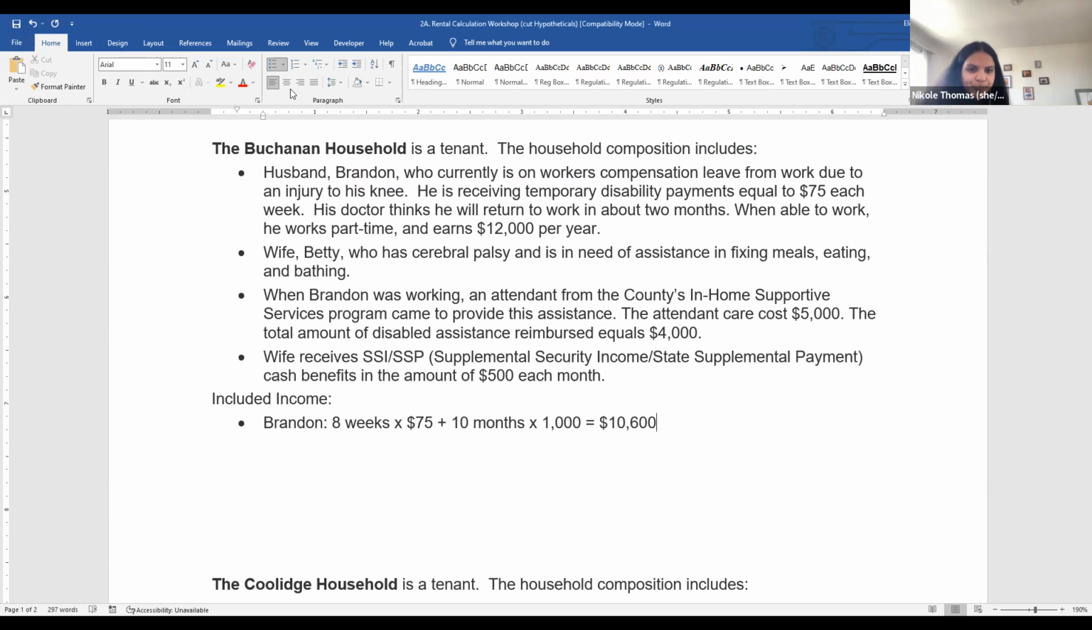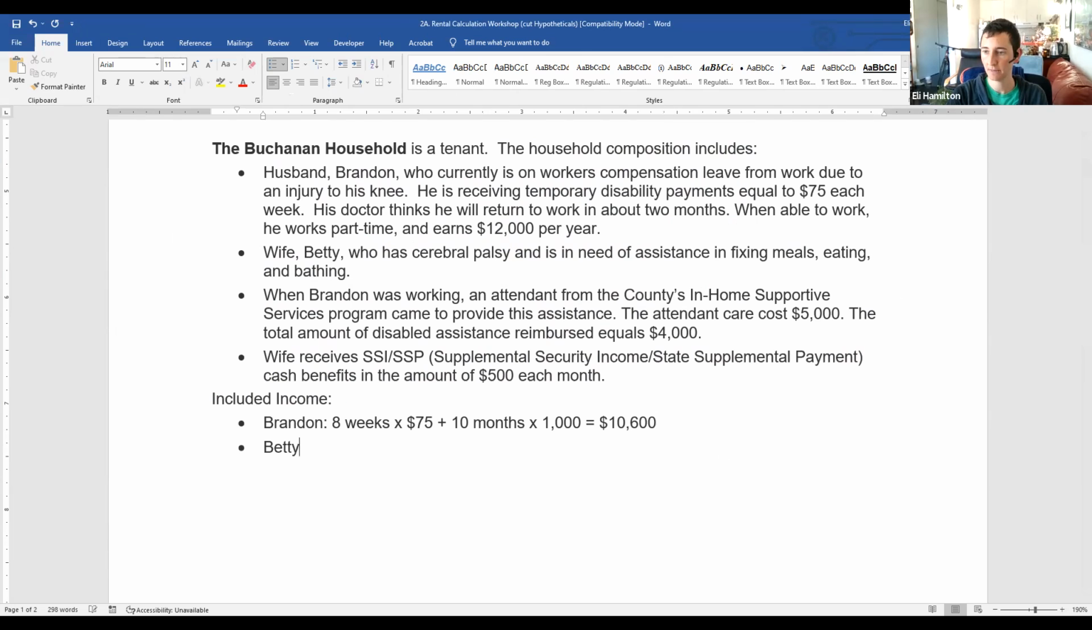Yeah. So we are going to include Betty's income, and that is that 500 a month, 12 months equals 6,000, right? So the total income is 16,600, right? So just an example of, if you have multiple people in the household, you have to make sure to include both, and you need to pay attention to what is the source of income. Okay, let's go to the exclusions and adjustments.